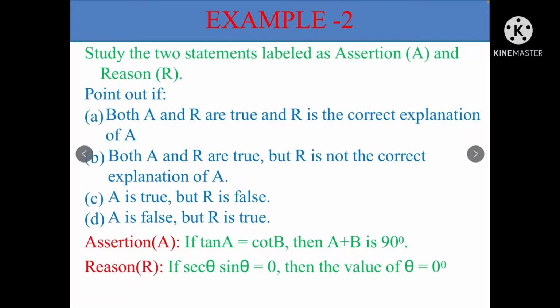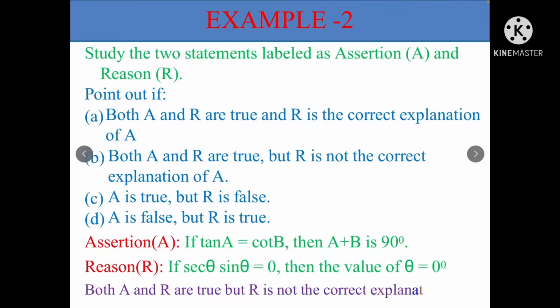Now comes to the reason. Sec theta into sin theta is 0, then the value of theta is 0 degrees. Sec theta means 1 by cos theta. So sin theta by cos theta, means tan theta is 0. So theta is 0 degrees. So this is also true. So here the assertion is true, and the reason is true, but there is no relation between the reason and the assertion. That means here both A and R are true, but R is not the correct explanation of A.